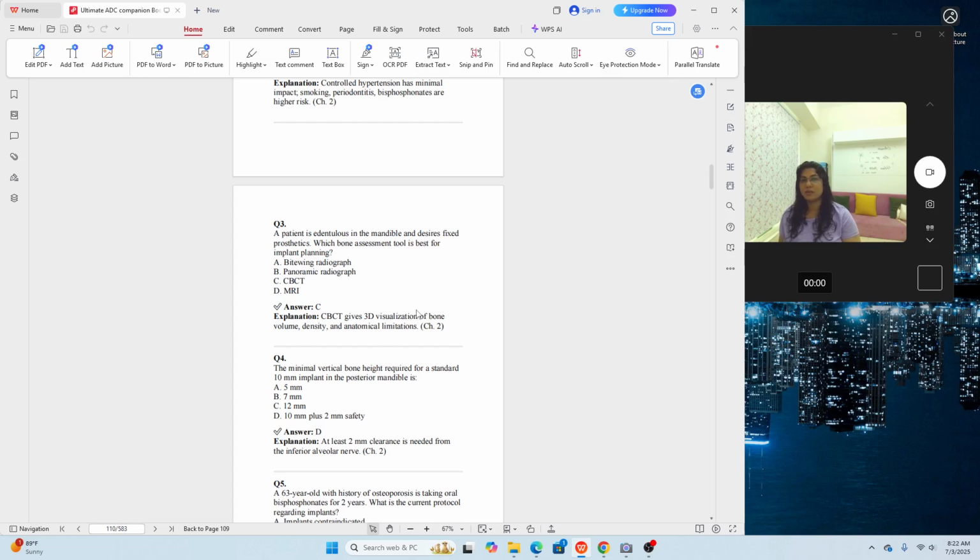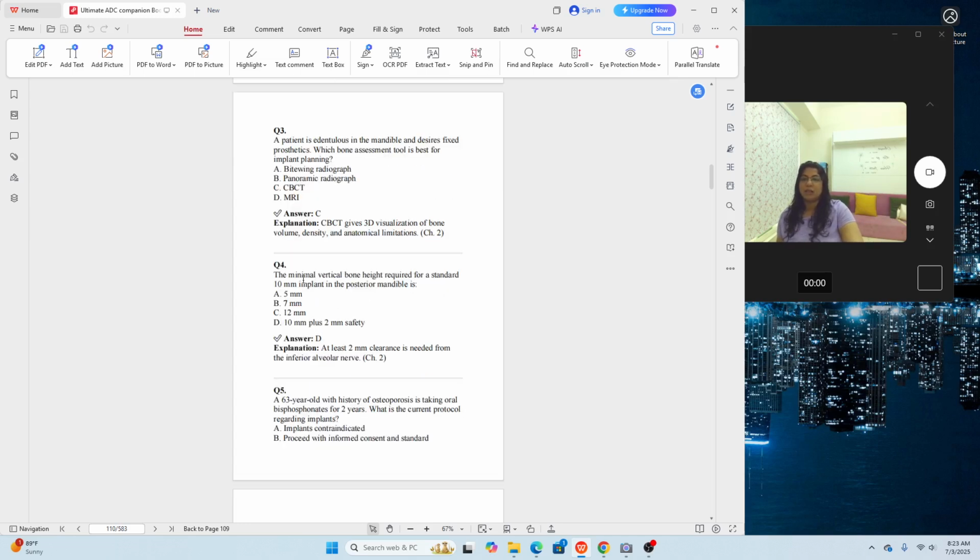When CBCT was not there, people used to rely on OPG and periapical and occlusal radiographs. They used to combine these three radiographs and then superimpose and try to make a 3D version of it. But since CBCT is invented, these things are out of the window. So yeah, hands down CBCT. The minimal vertical bone height required for a standard 10 mm implant in the posterior mandible is minimum.